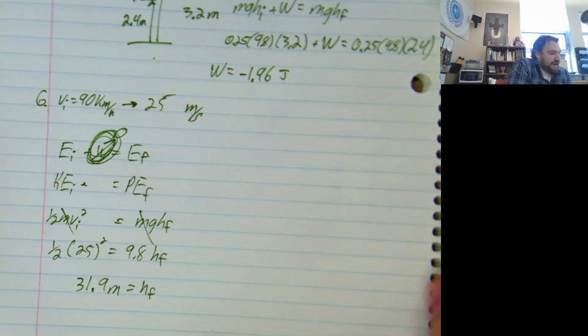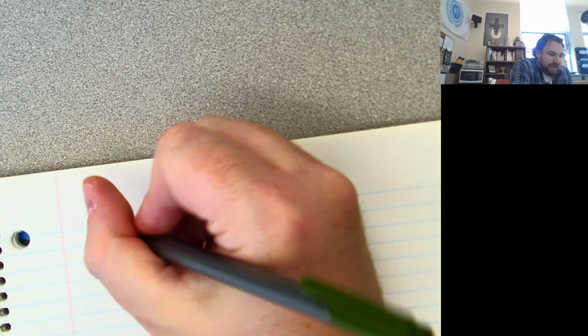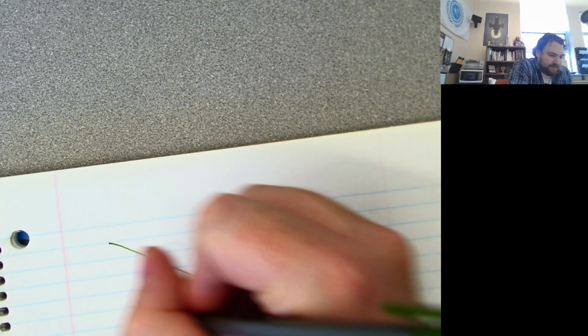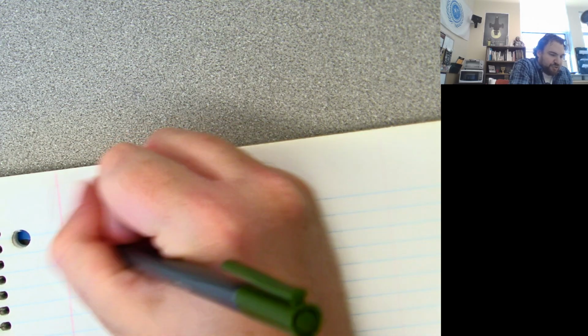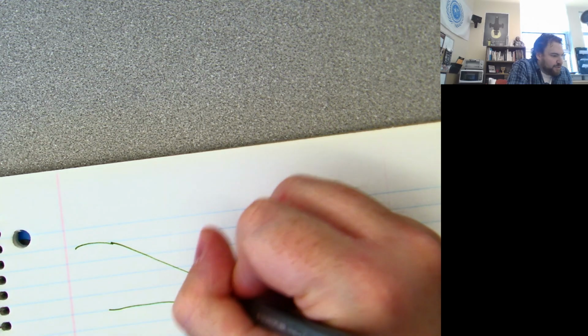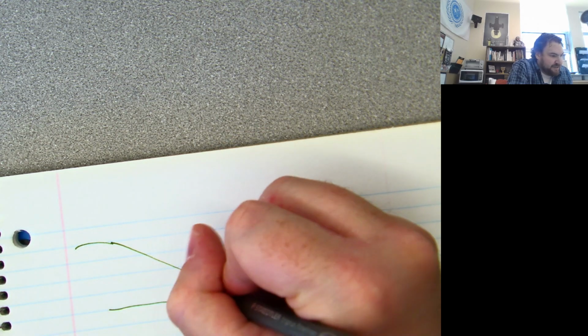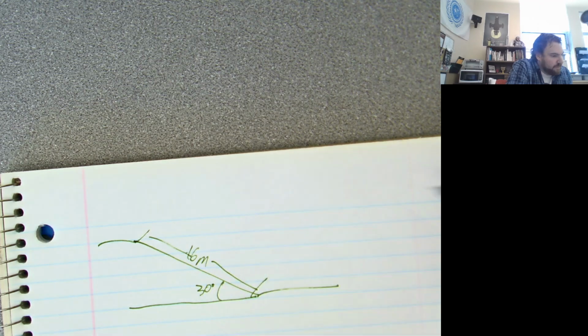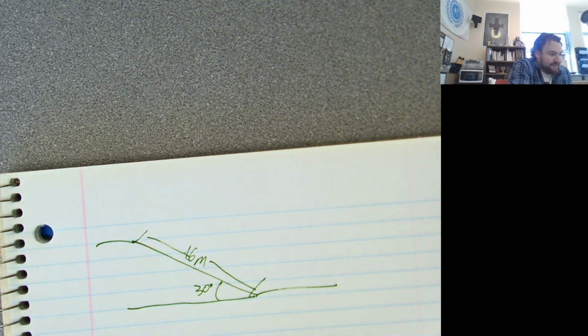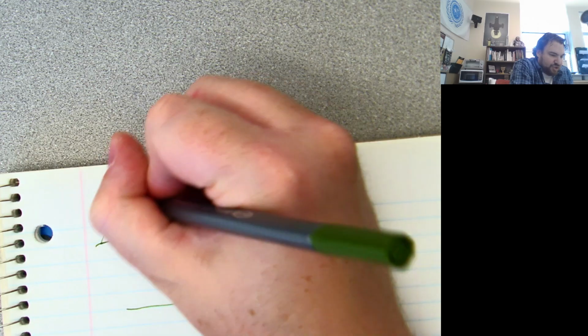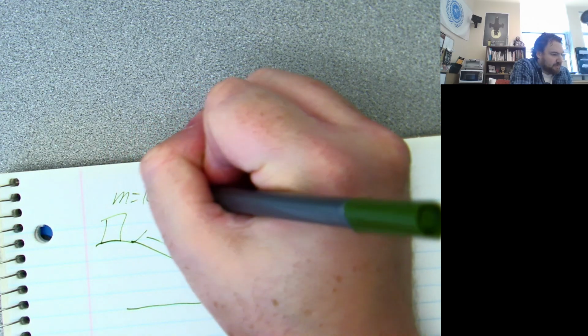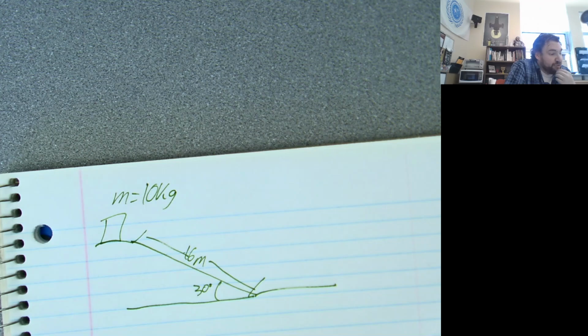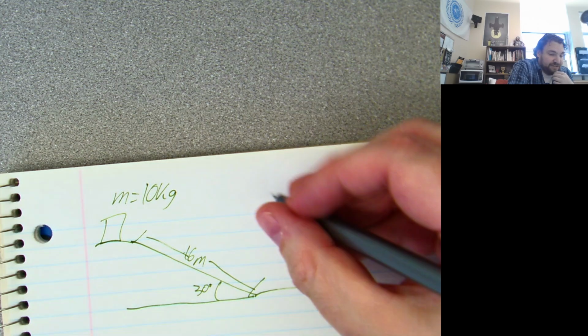In an electronics factory, small cabinets slide down a 30-degree incline, a distance of 16 meters. Okay, there's the incline. There's the track. We're told that this is 30 degrees. This is a 16-meter long ramp. Cabinets have a mass of 10 kilograms each. Calculate the speed each cabinet would acquire if the incline were frictionless.